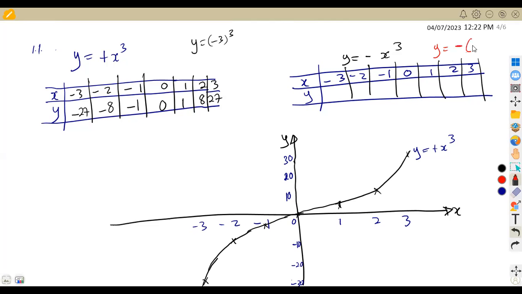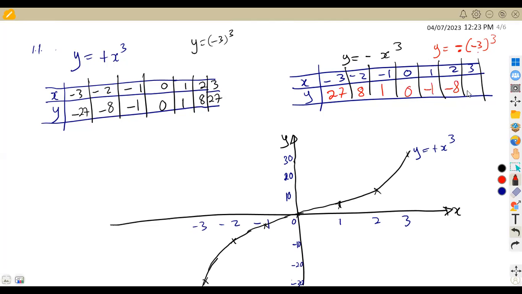If you substitute the value of -3, it was supposed to be -27, but it's going to be affected by a minus. So meaning to say every answer that we have here, we are just going to multiply by a minus. -27 here is going to be +8. Here is going to be +1. A 0 is going to be a 0. 1 is going to be -1.